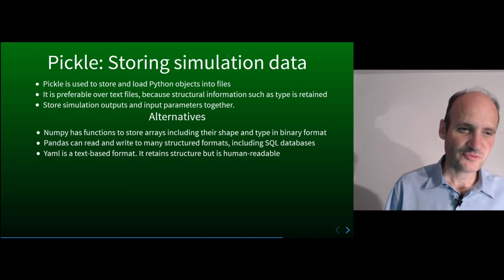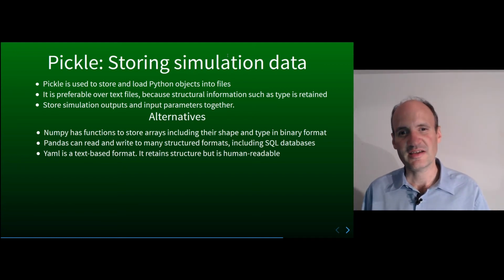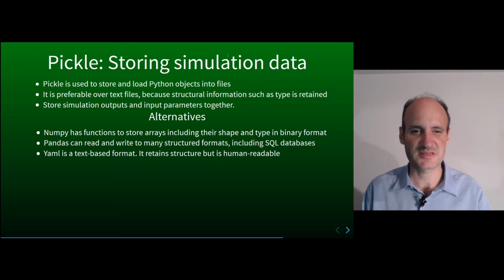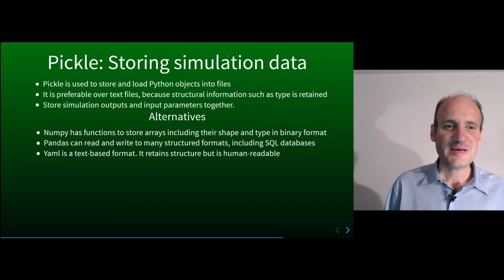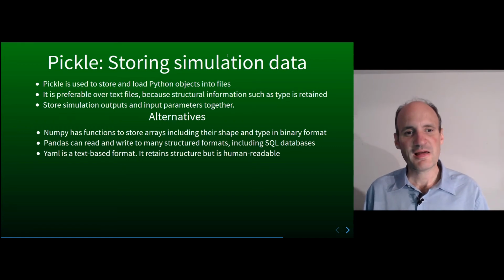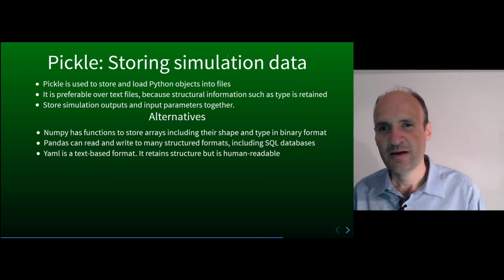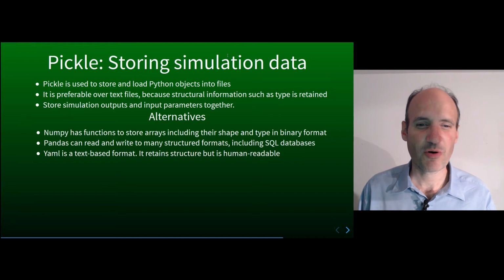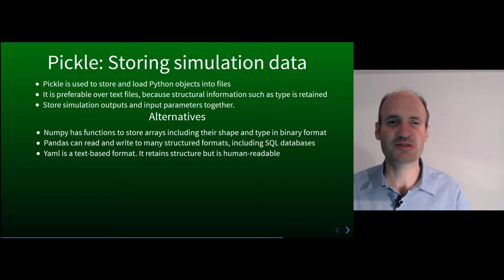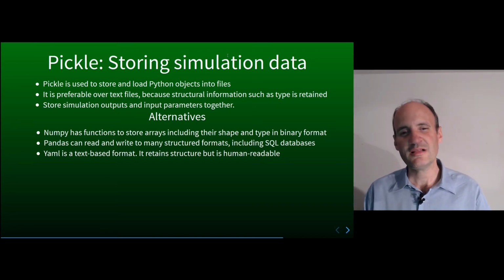Better use a structured format which maintains the knowledge about what a specific data is and how it was generated and what its type is. One relatively easy way to do some of that is the Pickle module in Python. So the Pickle module can store most Python objects in a file and later load it back again. And we'll be using this for both storing the command line arguments that you pass to your simulation and for the actual simulation data.